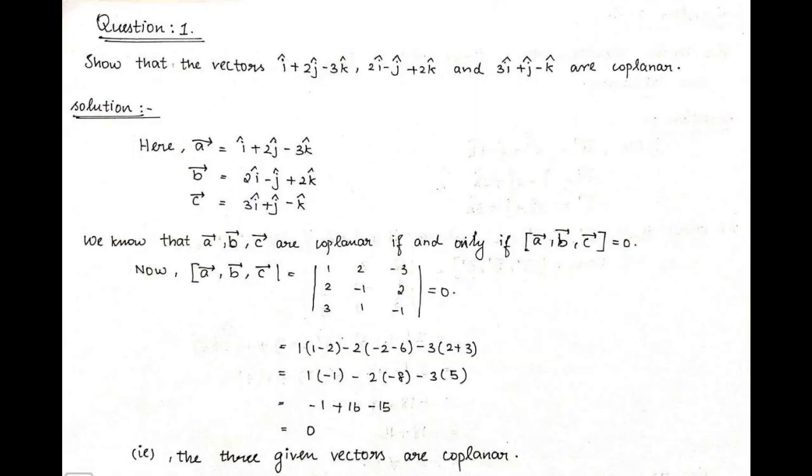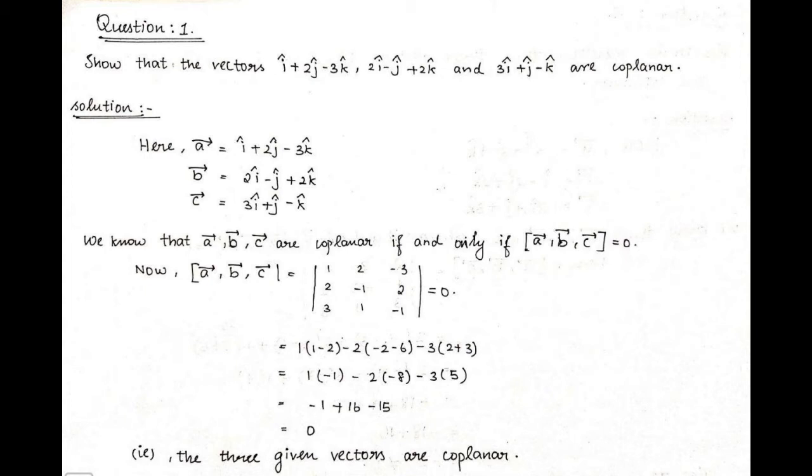Let us discuss the first problem. Show that the vectors i vector plus 2j vector minus 3k vector, 2i vector minus j vector plus 2k vector and 3i vector plus j vector minus k vector are coplanar. Let us discuss about the solution. Here a vector is equal to i vector plus 2j vector minus 3k vector, b vector is equal to 2i vector minus j vector plus 2k vector, c vector is equal to 3i vector plus j vector minus k vector.